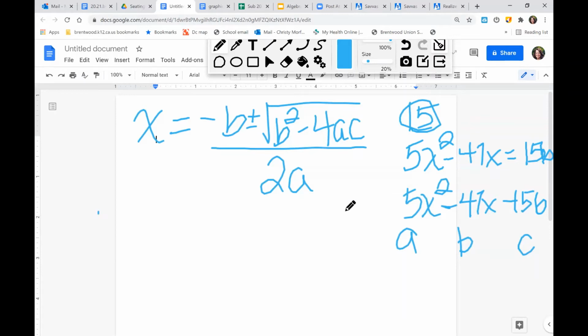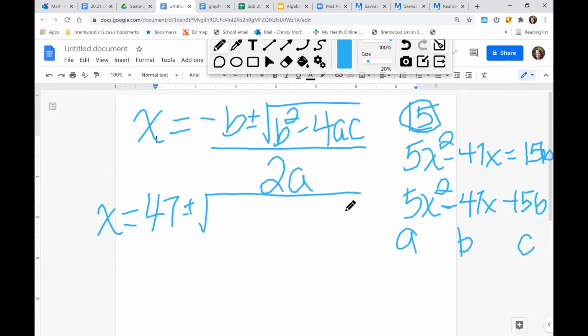So I'm going to start writing down the quadratic formula again. X equals negative B, or the opposite of B. So B is negative 47. The opposite of that would be positive 47. Plus or minus, and then so that I don't have to keep going back and forth, I'm just going to use my phone. So B squared would be negative 47.